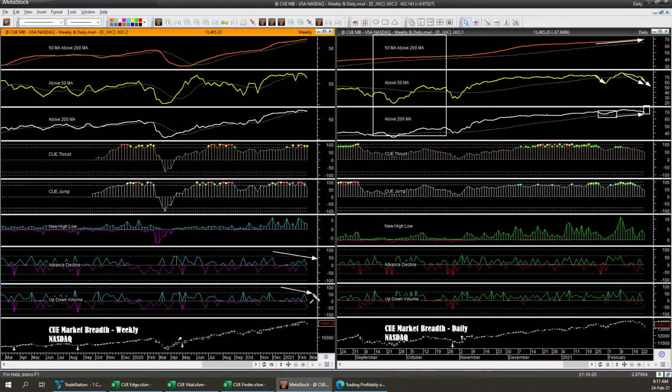Advanced decline and up down volume are showing weakness. However, as you can see, it is also showing some strength if you look at the immediate past weeks. Immediate past weeks are showing higher peaks. If you look at a longer term period, then you have lower peaks. So it was weaker earlier and now it is starting to gain strength again. We'll have to see how the market plays out in next couple of days and weeks. Overall, Nasdaq is showing strength.